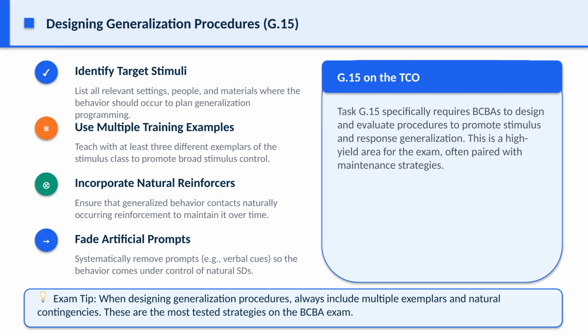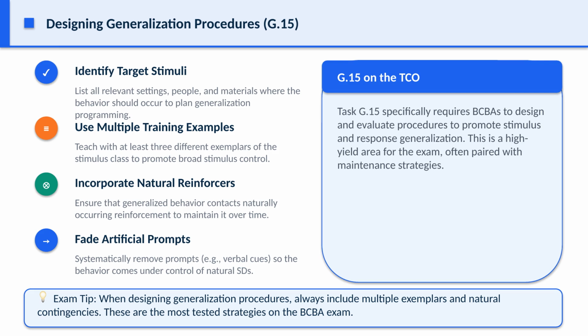Incorporating natural reinforcers is critical because generalized behavior must contact real-world consequences to persist. Otherwise, it may extinguish. Fading artificial prompts systematically ensures the behavior transfers from controlled teaching conditions to natural discriminative stimuli.